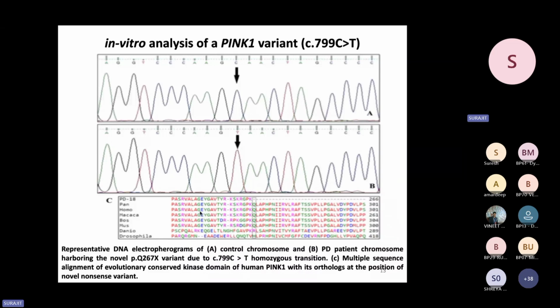Later we did multiple sequence alignment on the evolutionary conserved kinase domain of human PINK1 with its orthologous positions at the novel nonsense variant. We found that it is mostly conserved. This Q, meaning glutamine, is conserved in various species like Pan, Homo sapiens, cow, etc.